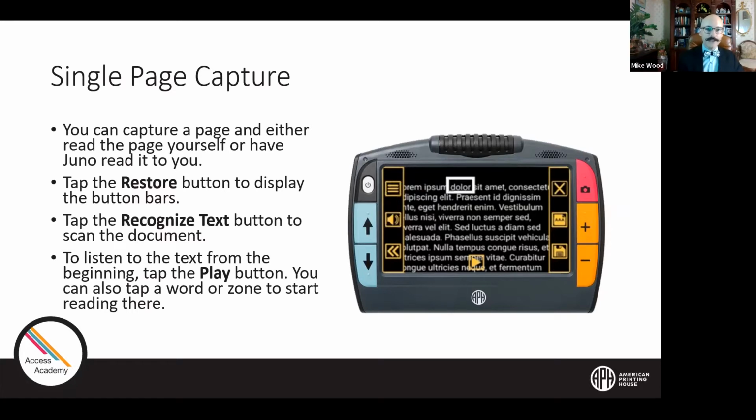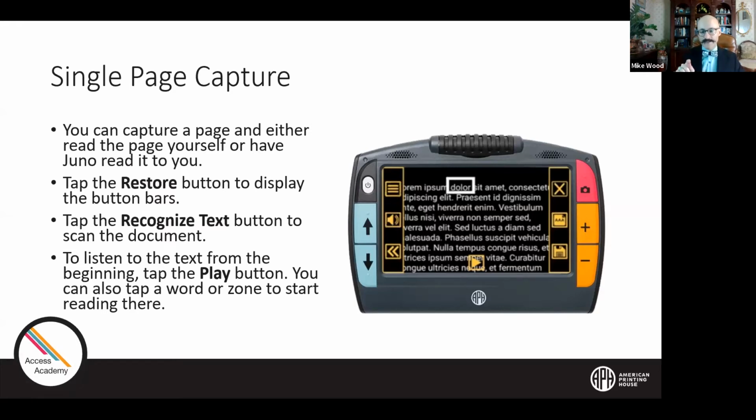You can tap the recognize text button to scan the document, and that is on the right-hand side, the middle button. And then to listen to the text from the beginning, you'll tap the play button. So on the screen right now, the picture of the Juno shows you with the menu bar open. That bottom left shows you that restore button. The middle button shows you your audio functionality if you want to increase the volume, decrease the volume, or change the rate of speech. And then the top left is your menus.